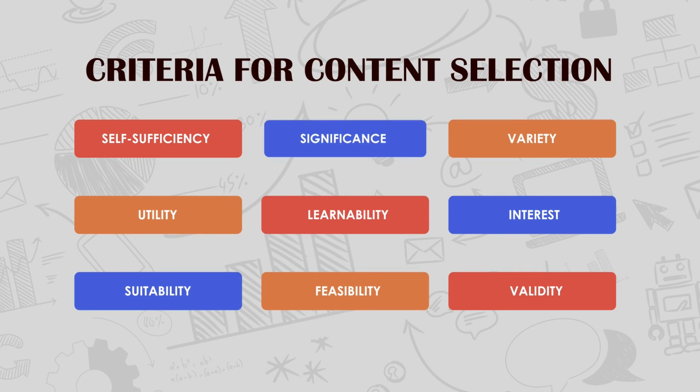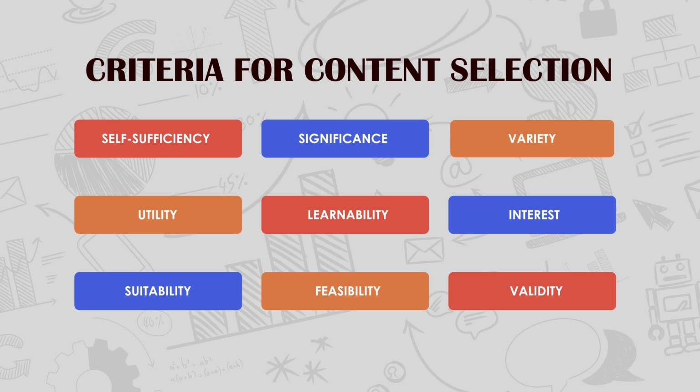The second criteria is significance. How important is the content for the students? Are they related to the need of the students? Whether they fulfill the requirement of the students? How important is that content for the students, for the society?